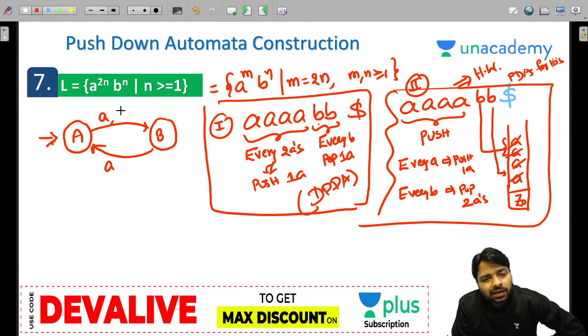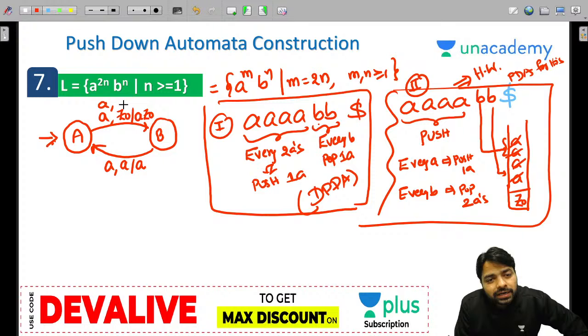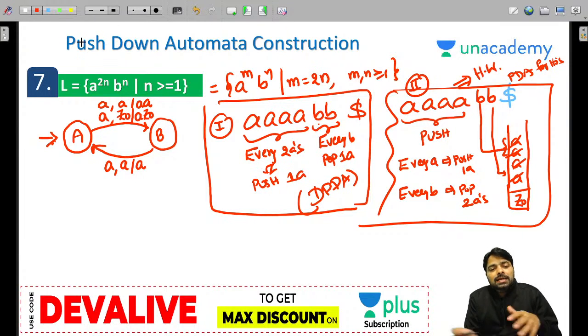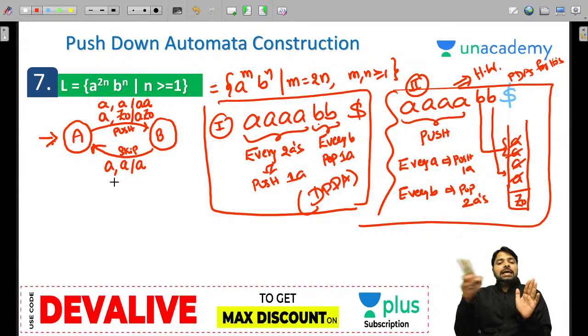And initially, A comma Z0. If I push, then A Z0. And on the second A, definitely you will not see Z0 anymore. A comma A, keep A. And when you get the third A, then definitely it is A comma A, then push it. And this side is going to have the same transition, A comma A only, so skip on one side. This is a push and skip. This cycle is going to guarantee that every 2 A's we push 1 A.